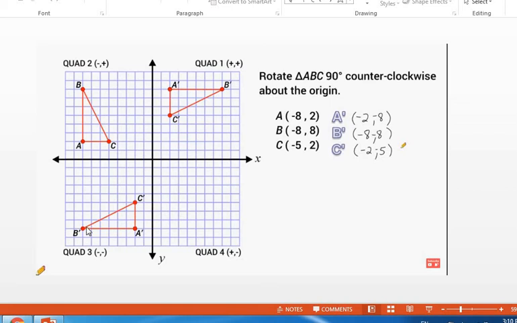Here B dash will be negative 8 and negative 8. I start with the x-axis, negative 8, then the y-axis, negative 8. And then C dash: negative 2, then negative 5.